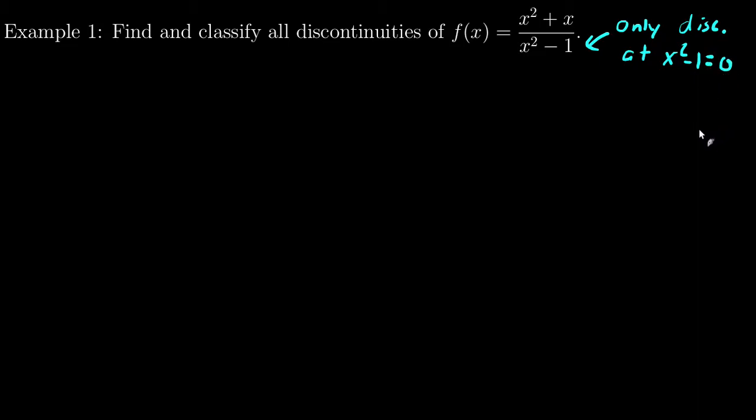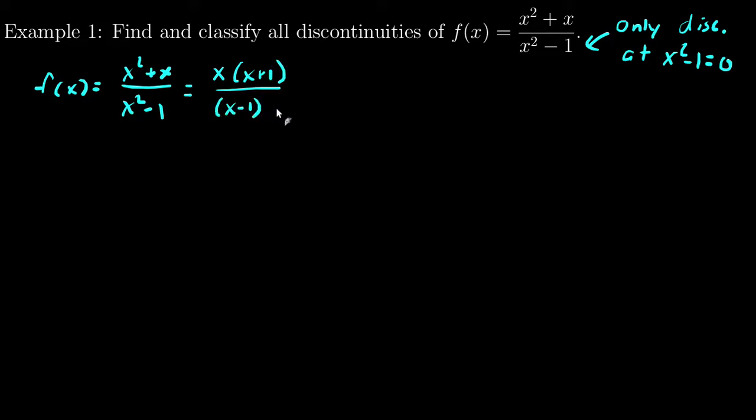But that doesn't tell me what type, and here's what I'm going to do. I'm going to reduce this down. So f of x is equal to x squared plus x over x squared minus 1. Factor the numerator, factor the denominator. And I'll get x times x plus 1 over x minus 1 times x plus 1. And here, I'm going to cancel these out. And so f of x will equal x over x minus 1 almost everywhere.